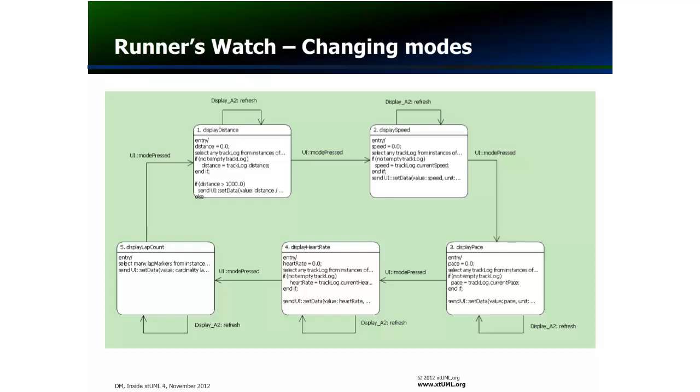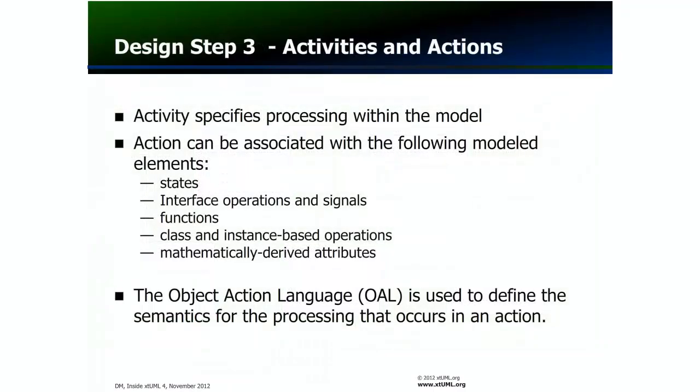in the various display modes. This state machine contains all the elements and is representative of the typical xtUML state diagram. The third and lowest level of detail in an xtUML model is the specification of activity within state machines, functions, and data processing. To define these actions, the Object Action Language, or simply OAL, is used.